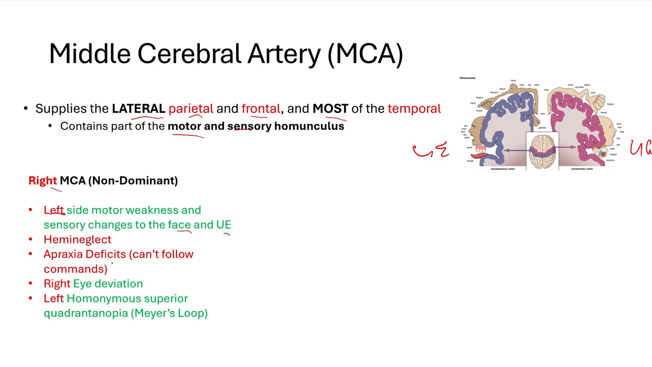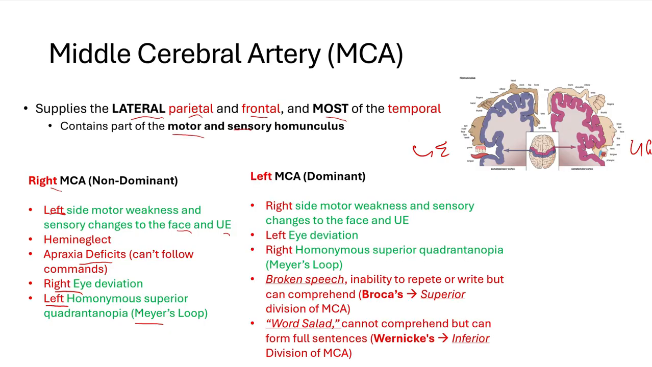You completely ignore the left side of your body or of images. You'll also have something known as apraxia deficits. Apraxia is the inability to carry out purposeful movements or tasks, even though you have the strength, coordination, and understanding to do so. So you just cannot carry these out, even though you physically can. You also typically have right eye deviation in stroke, especially in MCA stroke. You look towards the damaged side. And you'll have something known as left homonymous superior quadrantanopia. This is due to damage of Meyer's loop. And I have an image of what this looks like when we talk about the dominant side.